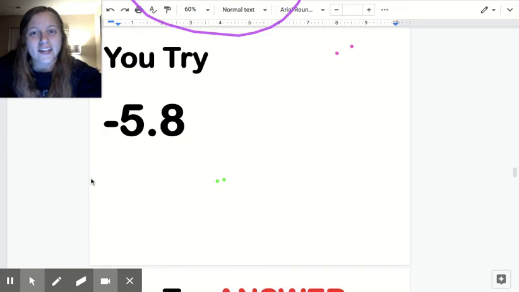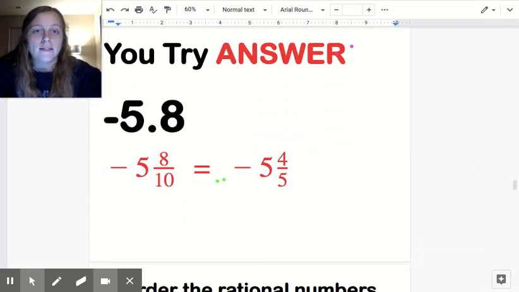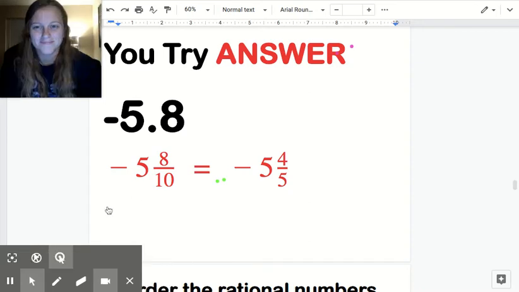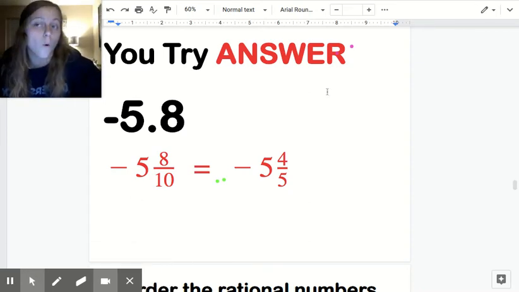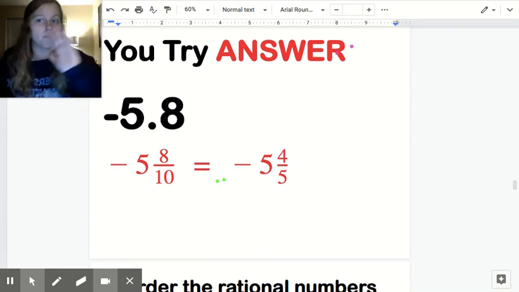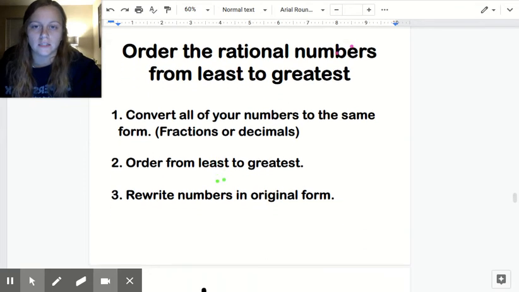All right, let's check the answer for this one. So negative 5.8 really says negative 5 8/10, which simplifies down to the real answer, negative 5 4/5. All right, so now we're going to move on to ordering them. So we know how to convert back and forth. Now we're going to order them from least to greatest.